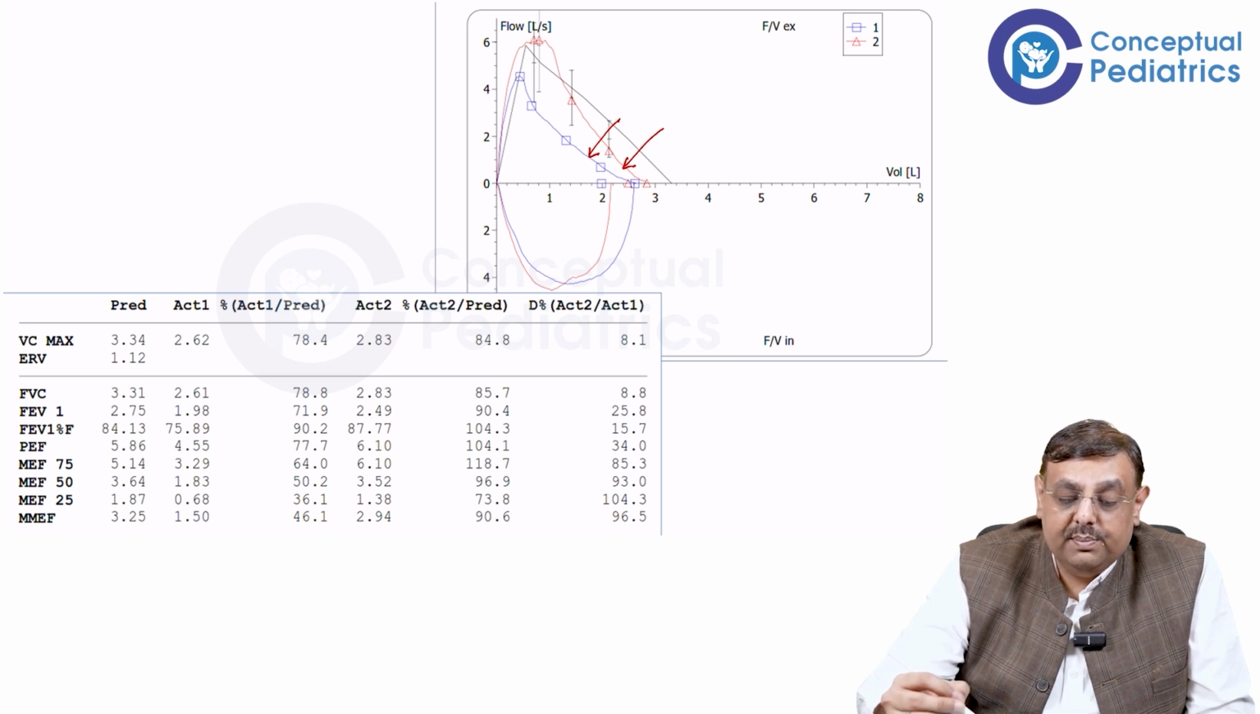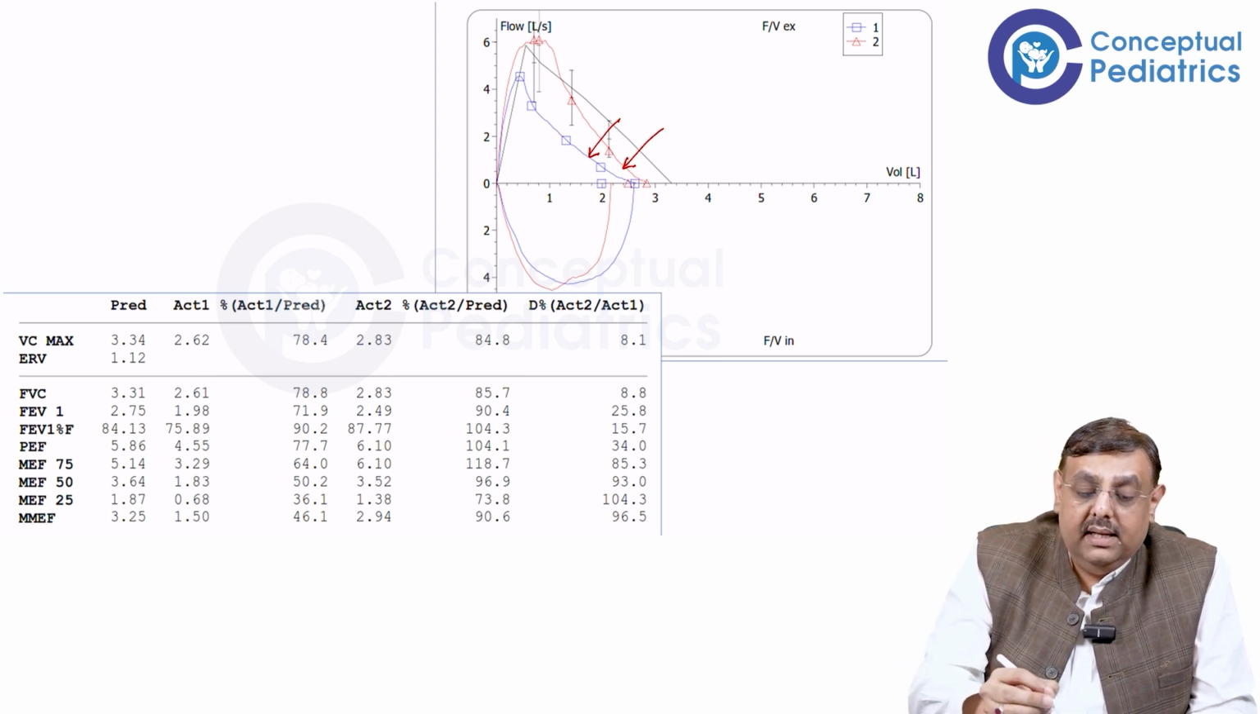Now, if you look at the corresponding values here, then the FEV1 by FVC ratios, which you see here in Act 1, they are low. The FEV1s, they are also low.